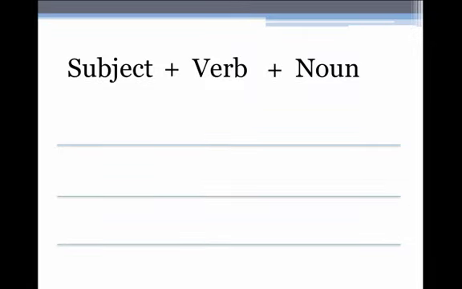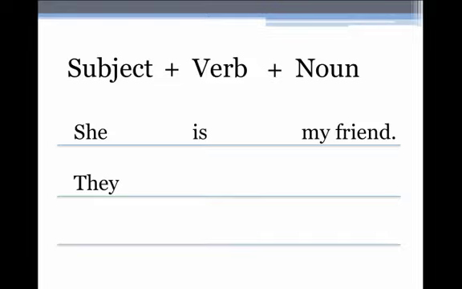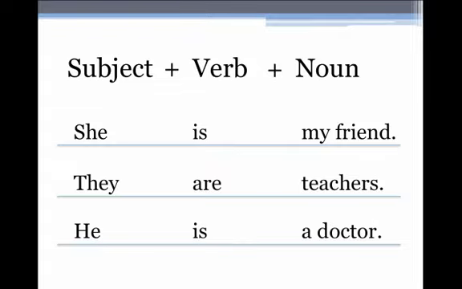The final structure is subject, verb, noun. This pattern describes people and things. For example, she is my friend. They are teachers. He is a doctor. These sentences all have a subject, a verb, and a noun.